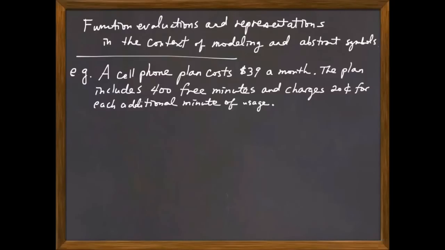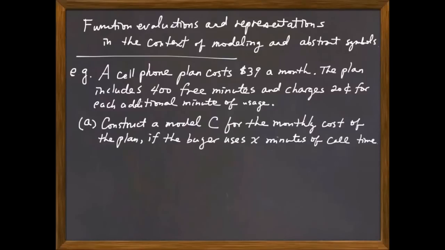A cell phone plan costs $39 a month. The plan includes 400 free minutes and charges 20 cents for each additional minute of usage. Let's try to model the cost over the usage. Particularly, let's answer part A. Construct a model C for the monthly cost of the plan if the buyer uses X minutes of call time.